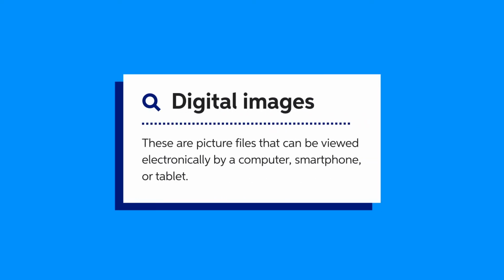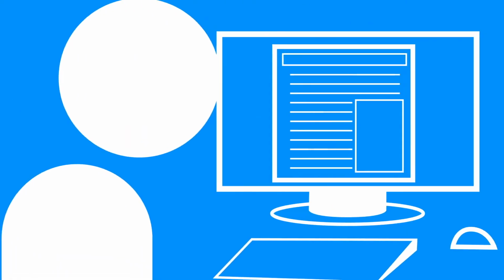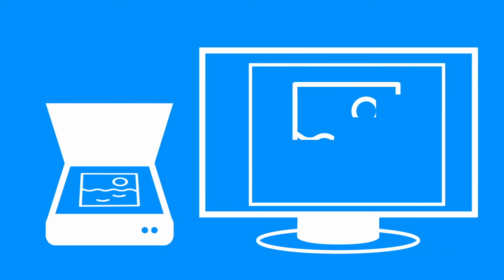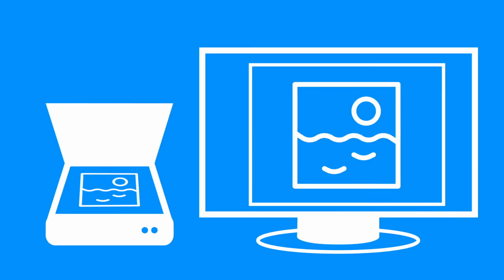Digital images are picture files that can be viewed electronically by a computer, smartphone, or tablet. They can include photographs, illustrations, or graphics, and they can be sourced from web pages, online databases, or even images that are simply scanned into your own computer from an original physical source.